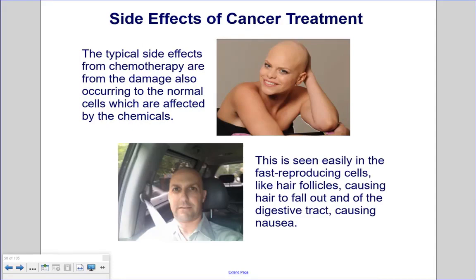The typical side effects from chemotherapy are from the damage occurring to the normal cells, which are affected by the chemicals. This is seen easily in the fast reproducing cells, like the hair follicles, causing hair to fall out, and of the digestive tract, causing nausea. So, since cancer is a fast reproducing cell, these drugs are designed to attack those cells, but unfortunately it comes at a cost, also affecting the normal cells that are also fast reproducing.